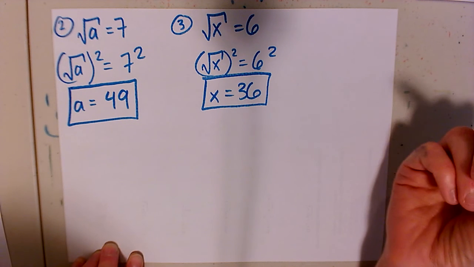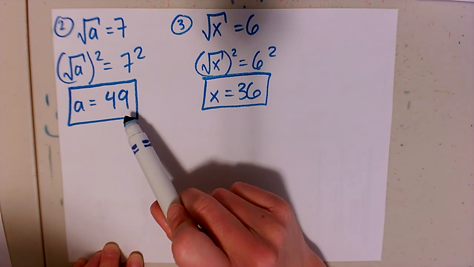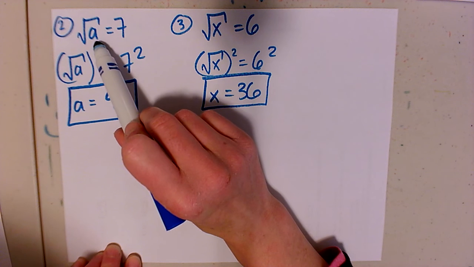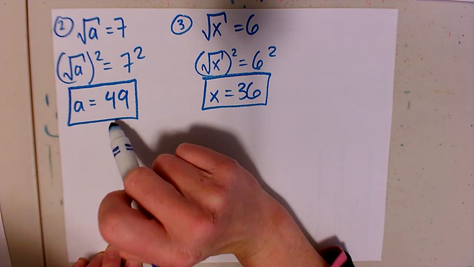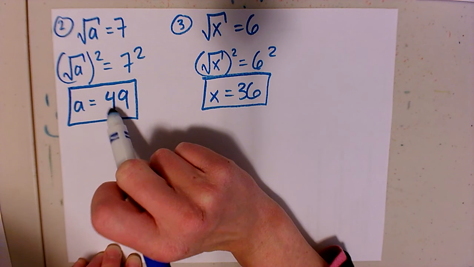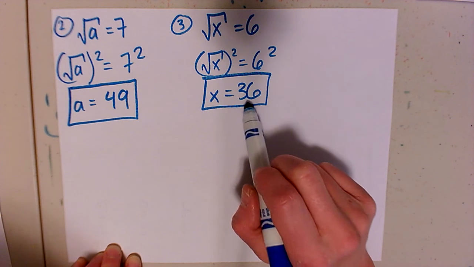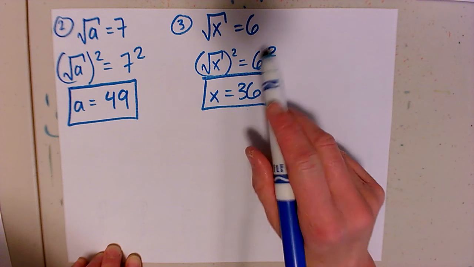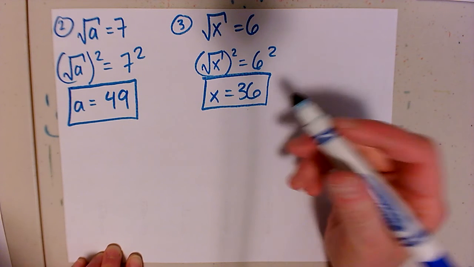Okay, and of course you can always go ahead and check these by taking these numbers that we're finding and plugging them back into the radical to see if it works out. So for number 2, if we take the square root of 49, we know that's 7. For number 3, if we take the square root of 36, we know that that is 6.